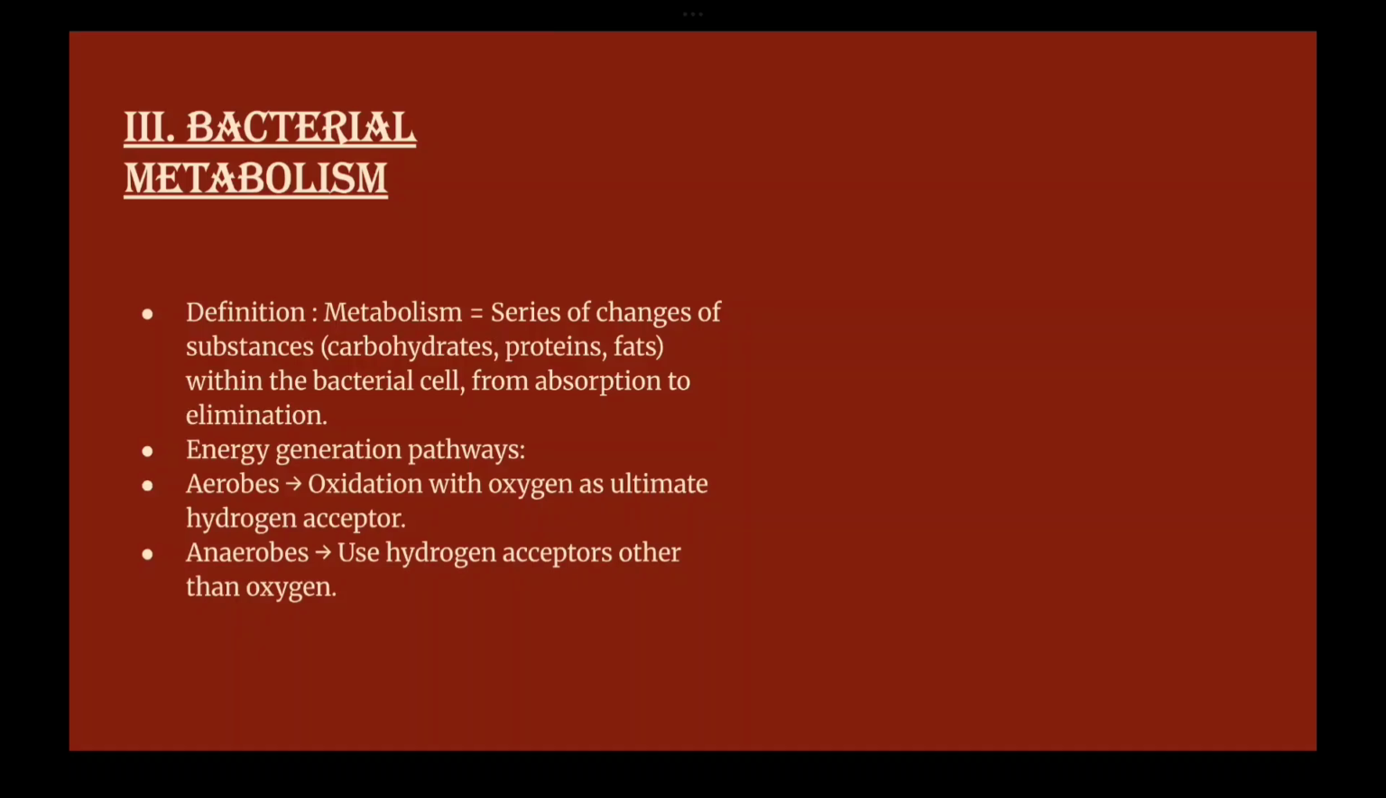And the energy generation after metabolism is different for different organisms. For aerobes, it uses oxygen and accepts the hydrogen that is produced during the metabolism. For anaerobes, it uses hydrogen acceptors which are not oxygen. So it can be sulfur, it can be nitrogen, it can be any other compound that is accepting the hydrogen.